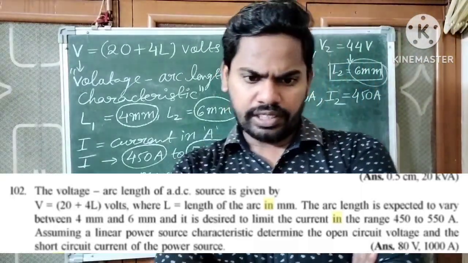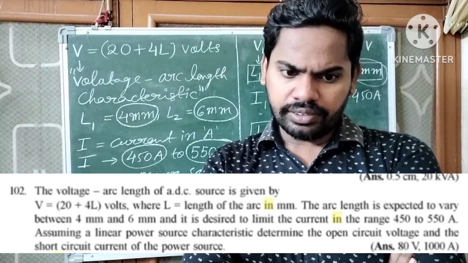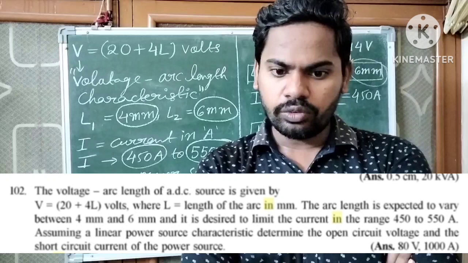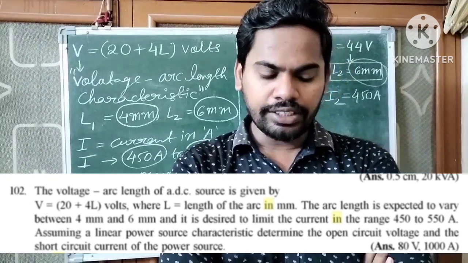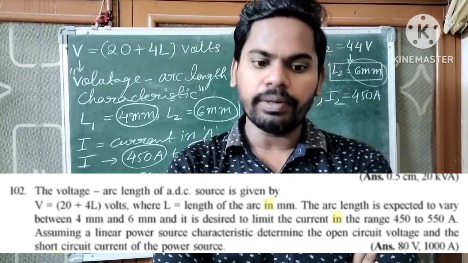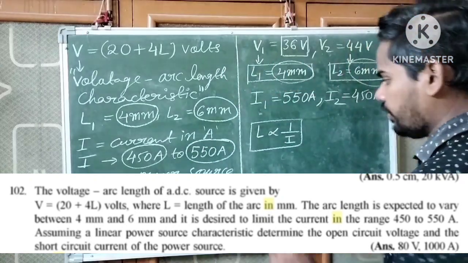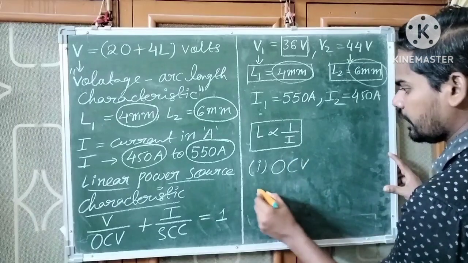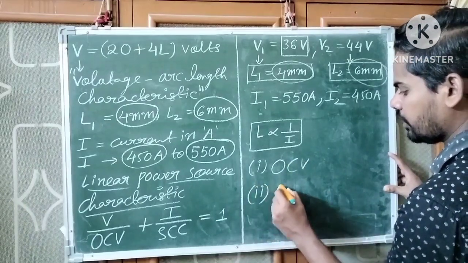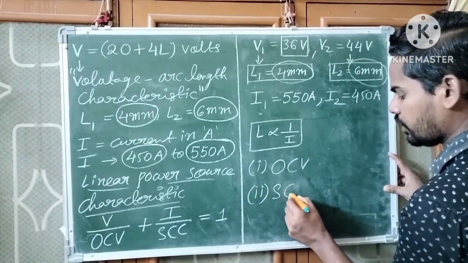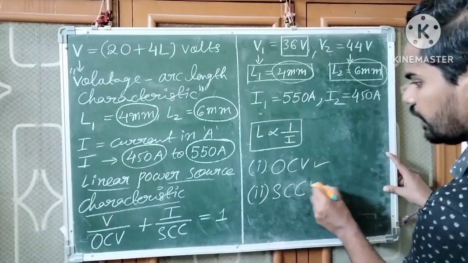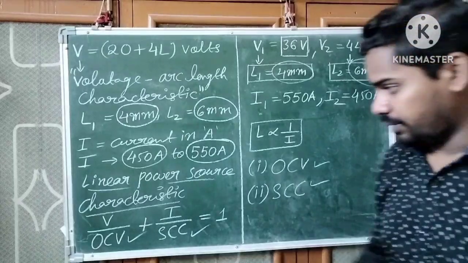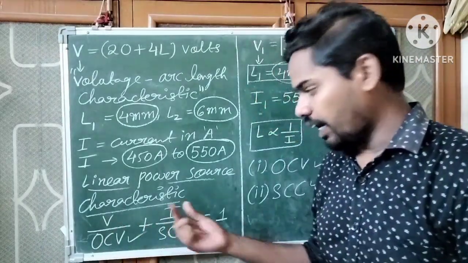So what we need to find. Assuming a linear power source characteristic, determine the open circuit voltage and short circuit current of the power source. So at last we have to find two parameters: one is open circuit voltage and the second is short circuit current, OCV and SCC. We need OCV and SCC, and we have V1, V2 and I1, I2.